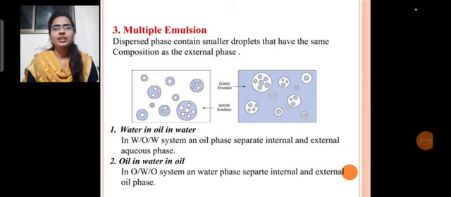In third class, multiple emulsion. There are two classes present: the first is water in oil in water, and the second is oil in water in oil. In the water in oil in water system, the oil phase separates the internal and external aqueous phase, and in the oil in water in oil system, the water phase separates the internal and external oil phase.